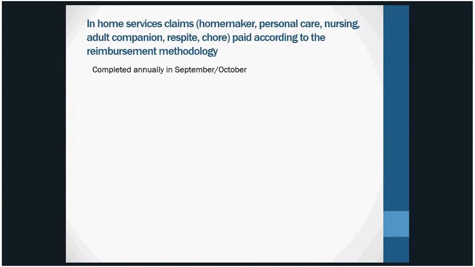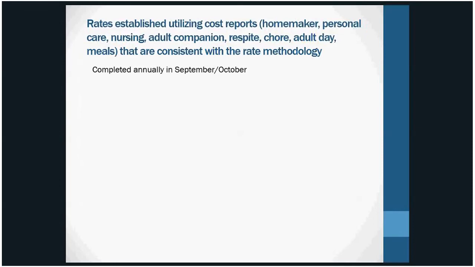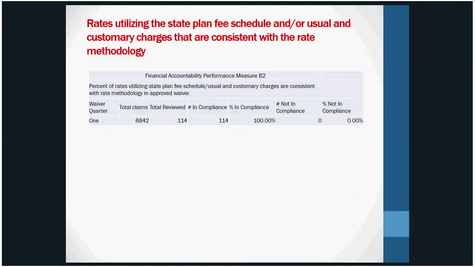Another that's completed annually in September, October is in-home service claims paid according to the reimbursement methodology. For rates established utilizing cost reports that are consistent with the rate methodology, it is also reviewed in September, October. And then finally, rates utilizing the state plan fee schedule and/or usual and customary charges that are consistent with the rate methodology will be reviewed.